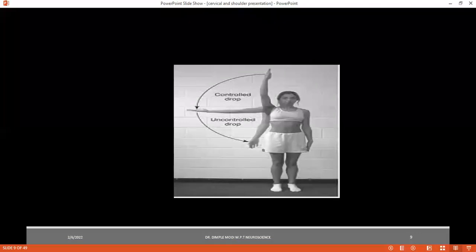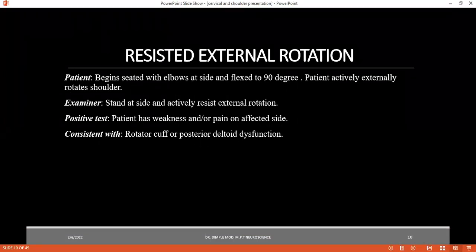Okay, this is the test. You just have to instruct the patient and the patient will be able to do it. Just have to see, do not palpate.